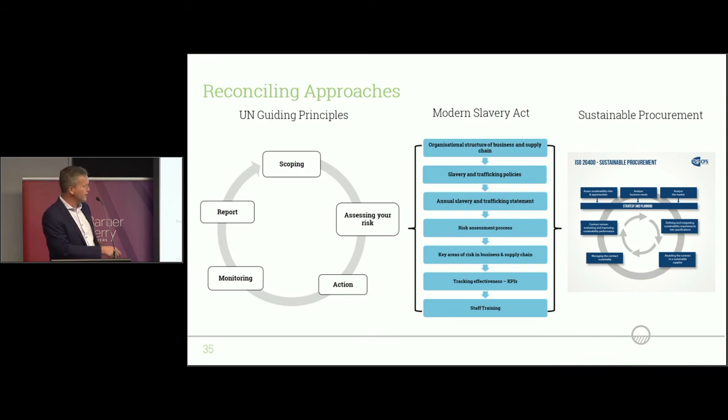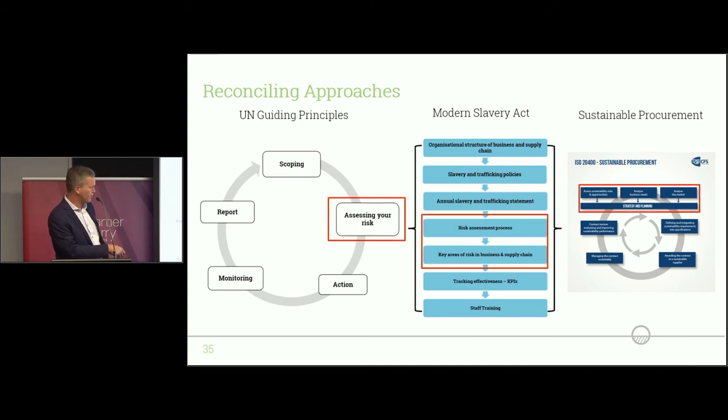So you see, and this over here is ISO 20400. So say when it comes to, for example, risk assessment, that's an element in the guiding principles, it's an element in the Modern Slavery Act, and it's an element in the ISO 20400. So they do line up. They're not that much of a difference. There might be different approaches to what to do and how to do it. But say if you are compliant with Modern Slavery Act, you're well on your way to be compliant with the other ones as well.